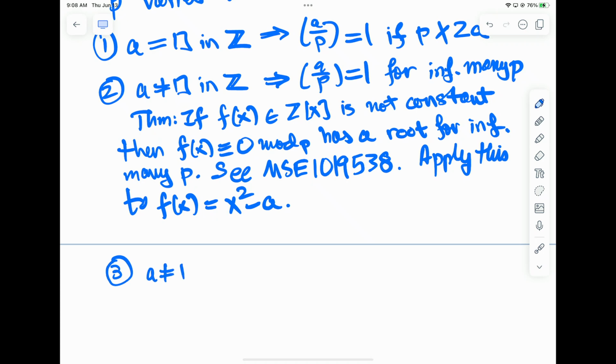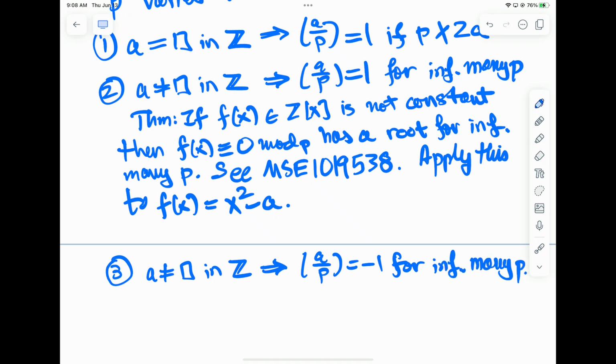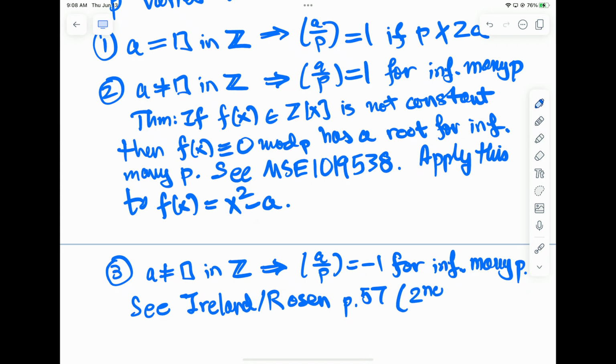If a is not a square, then the Legendre symbol is minus 1 for infinitely many p. I'll just give you a reference for proof of this. You can see the nice book by Ireland and Rosen. I think it's page 57, the second edition. I don't think anybody has the first edition anymore.